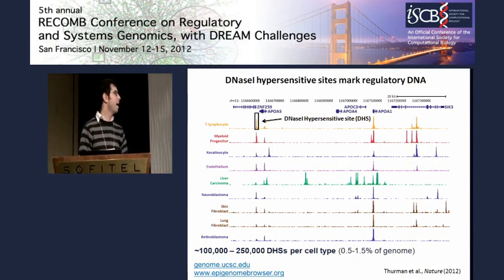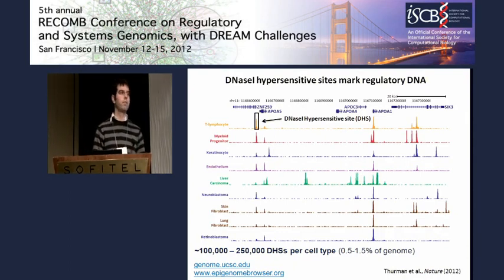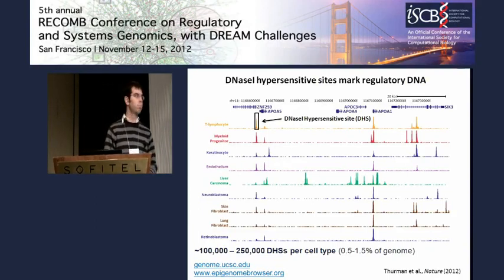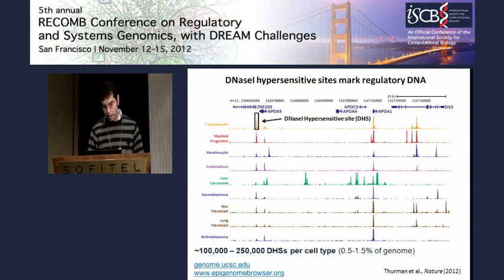And this is a map across multiple cell types, where you can see DHSs which are common in multiple cell types, as well as ones which are cell type selective. On average, you see around 100,000 to 250,000 DHSs per cell type. A large amount of this data is publicly available through the REMC as well as the ENCODE project, and it was recently published.